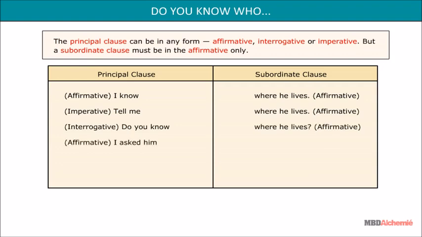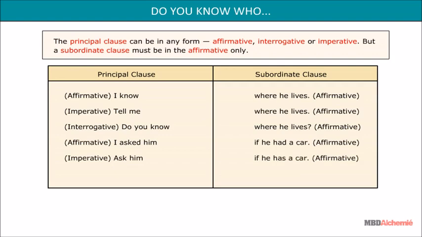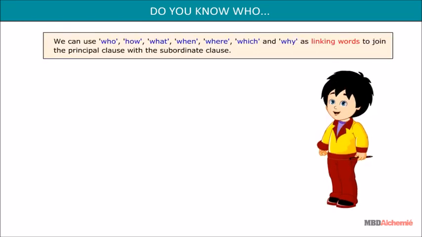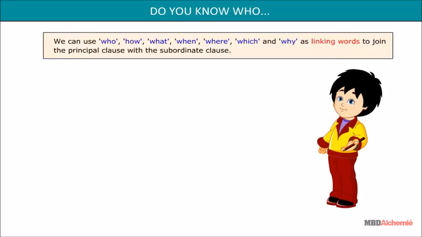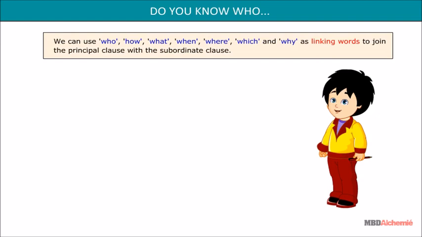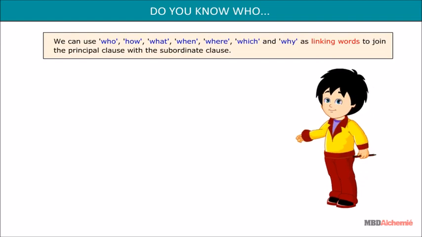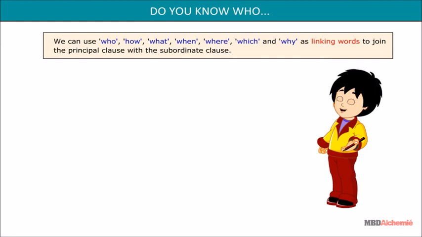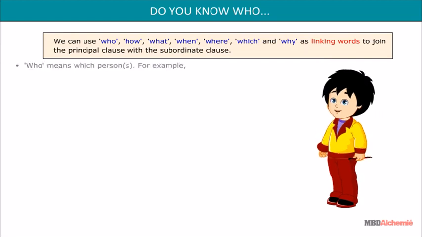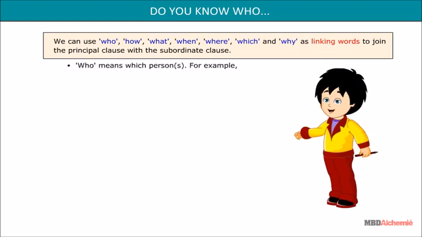Affirmative. Affirmative. I asked him if he had a car. Affirmative. Imperative. Ask him if he has a car. Affirmative. Interrogative. Did you ask him if he had a car? Affirmative. We can use who, how, what, when, where, which, and why as linking words to join the principal clause with the subordinate clause. Who means which persons.